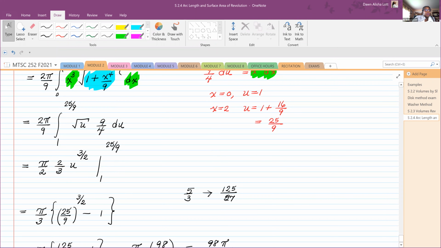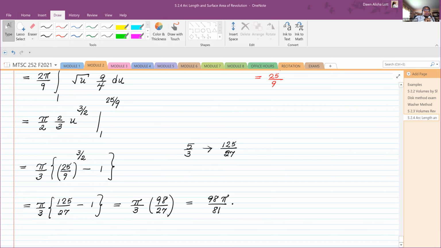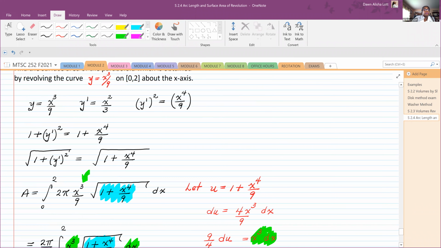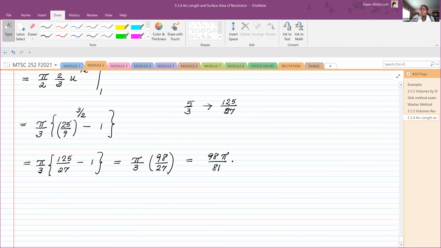And then I'm raising 25 over 9 to the 3/2 power. The square root of that is 5 over 3. Cube it, 125 over 27. Subtract 1. Becomes 98 over 27. Yep, I'm happy with that. Okay, that would be an expected surface area problem on the test. You would get something just that simple. It works out beautifully. There's nothing hard to integrate. Nice problem.